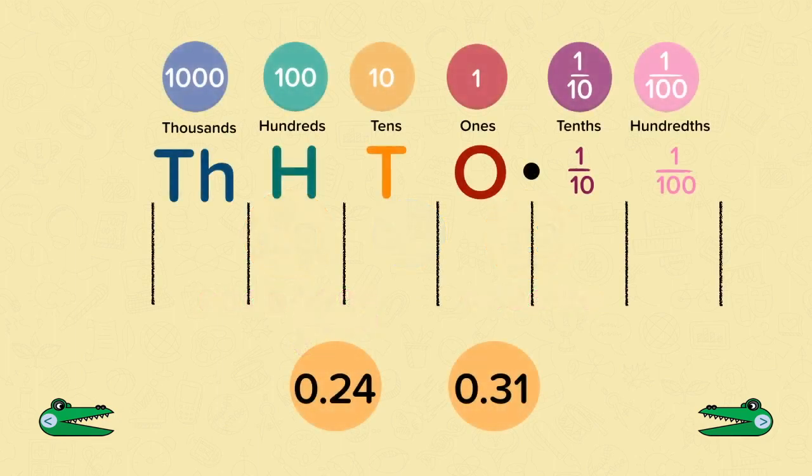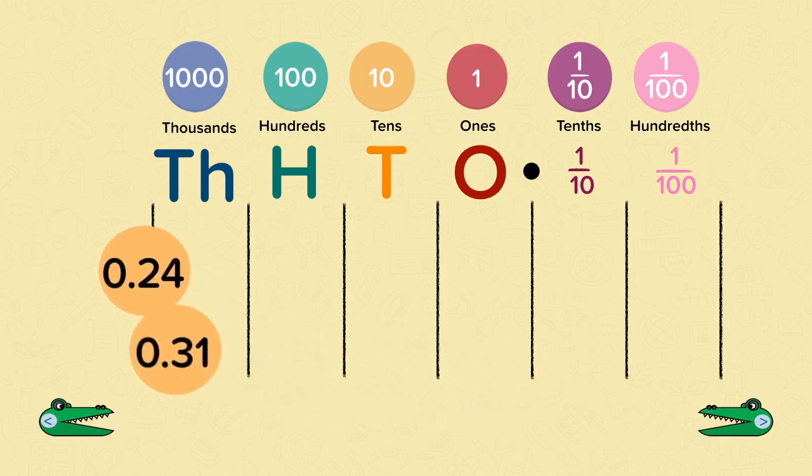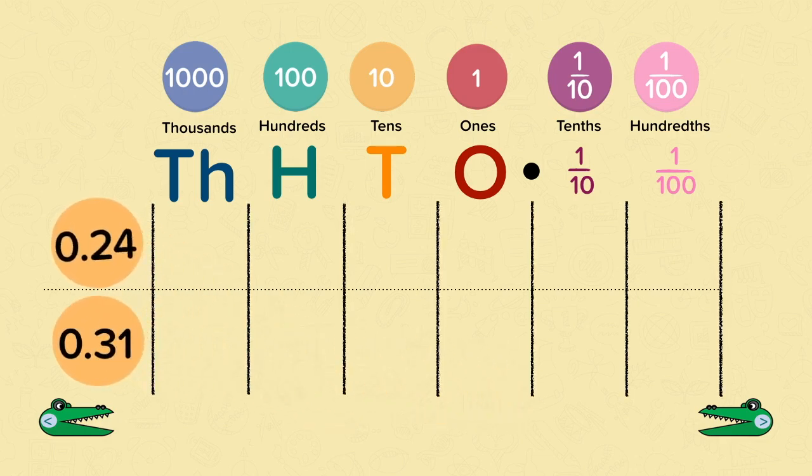Now let's compare two more decimal numbers, this time 0.24 and 0.31. Again, let's represent these numbers in a place value grid to help us to compare them. 0.24 has no ones, so we haven't got any counters in the ones column. It's got 2 tenths and 4 hundredths. Now 0.31, that again doesn't have anything in the ones column. It's got 3 tenths and 1 hundredth.